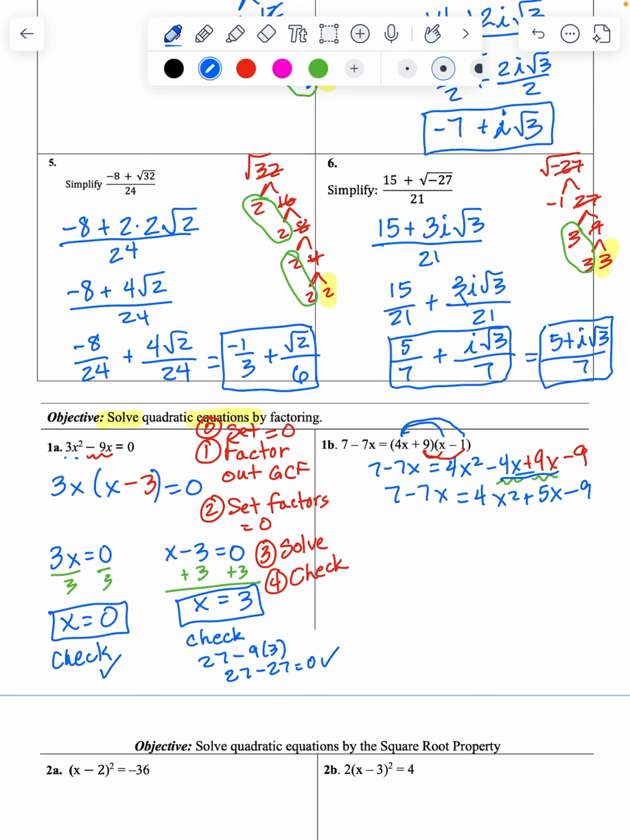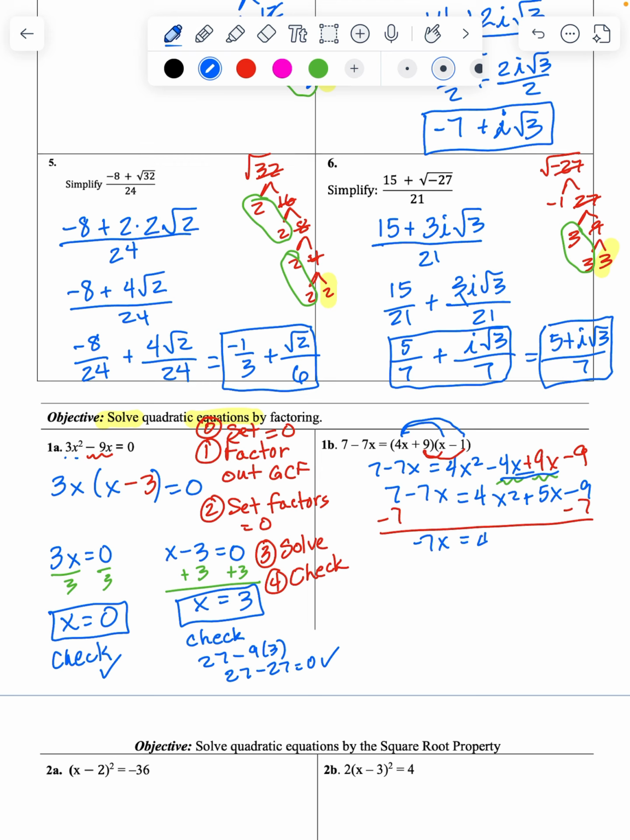And now to get this set equal to 0, we need to move everything to one side. Doesn't matter if everything's on the left, like for 1a, or if we move everything to the right, like I'm going to do for 1b, as long as 0 is on one side and everything else is on the other side. So it's easier to move the 2 terms on the left than move all 3 terms on the right, in my opinion. So I'm going to subtract 7 from both sides.